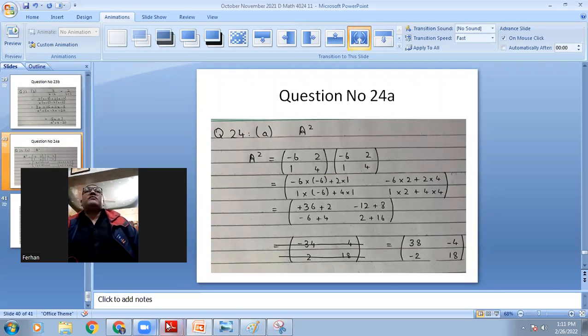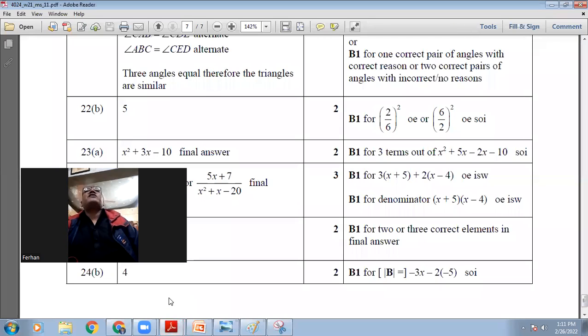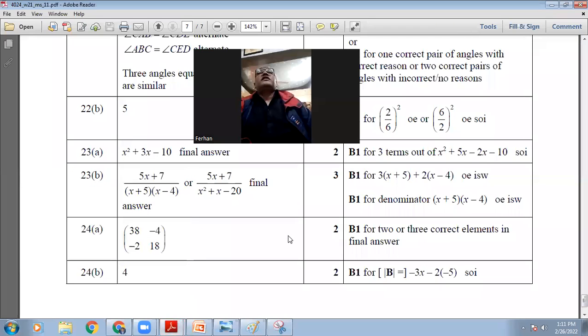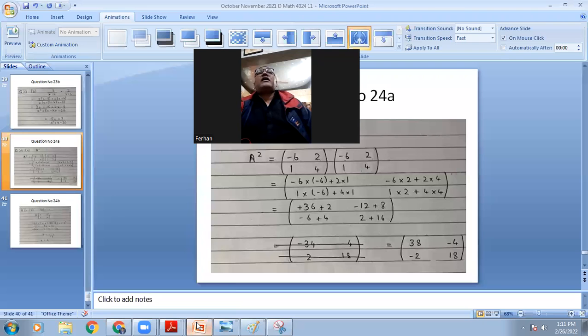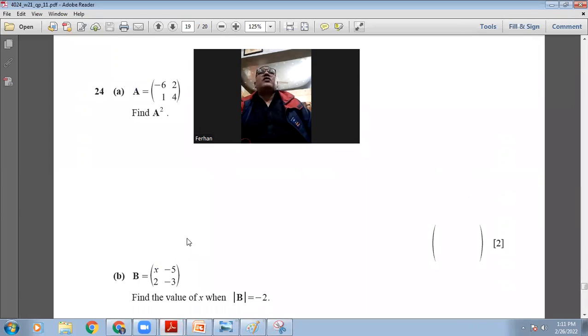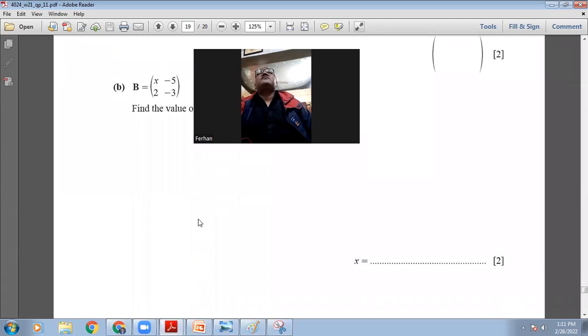Let's have a look at the marking scheme and check whether our answer is right or not. 38, minus 4, minus 2, and 18. Oh, our answer is right. Okay, so let's move to the next part.